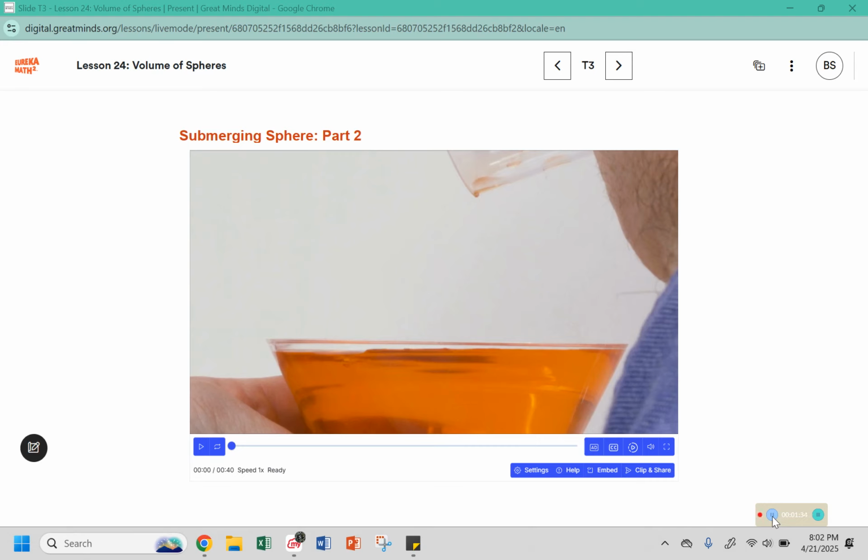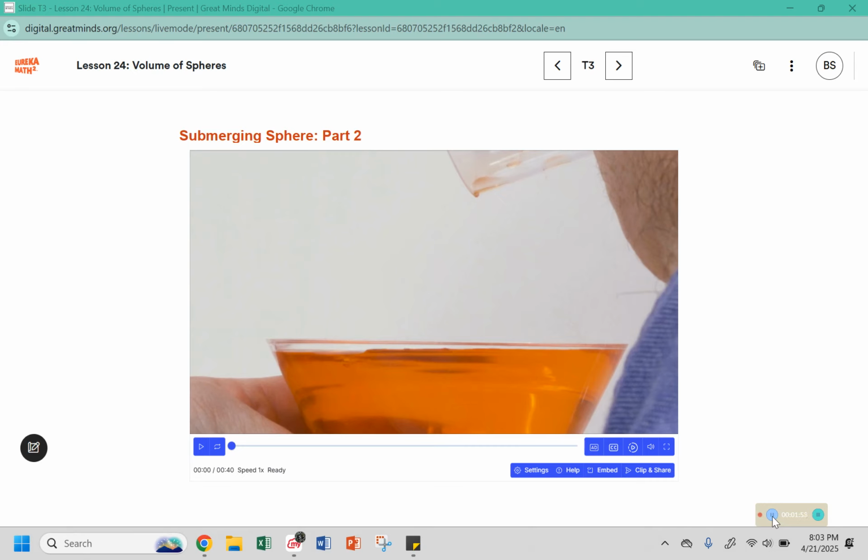So the Greek mathematician Archimedes wrote about the volume of a sphere in his work. In this work, he relates the volume of a sphere to the volume of a cylinder, and he demonstrates the relationship by submerging a sphere that fit tightly within the cylinder.